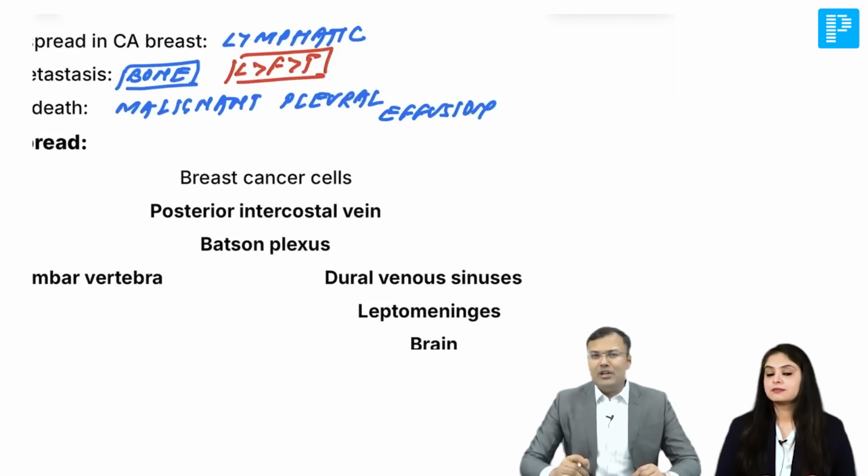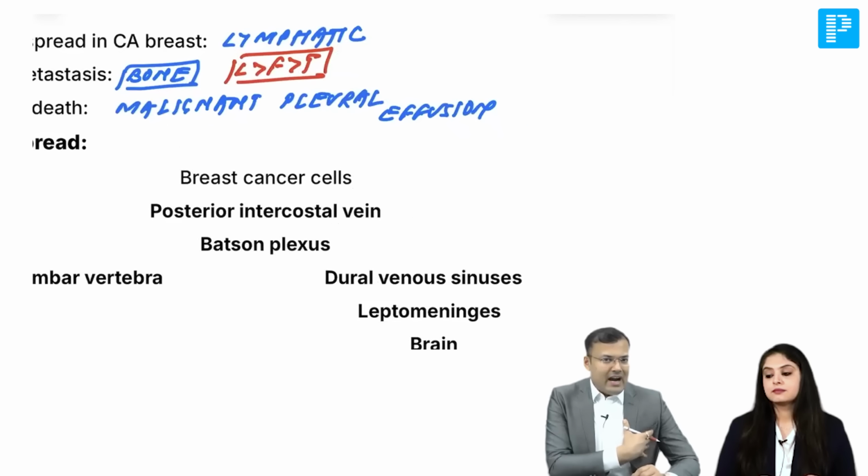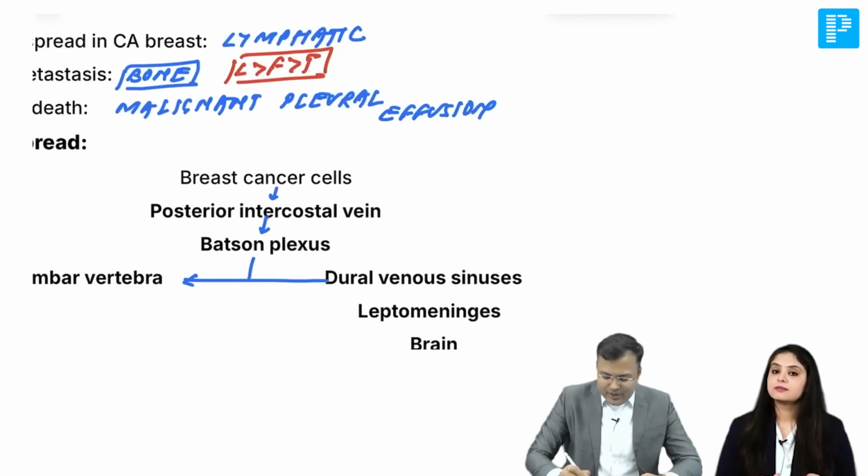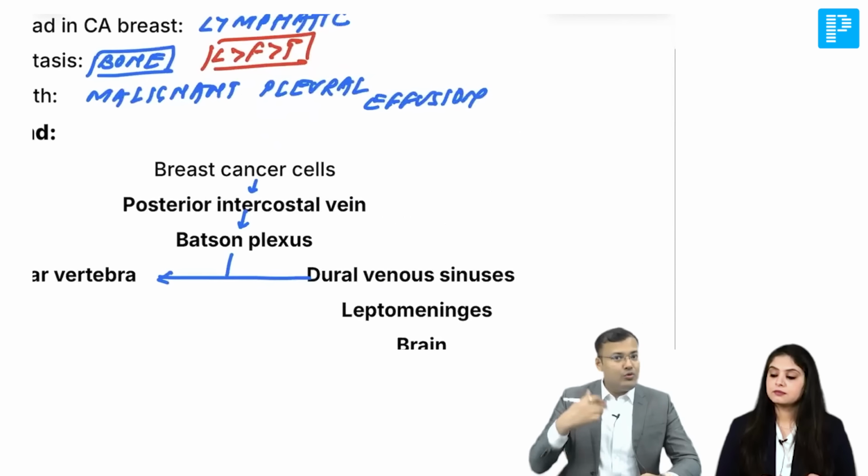So there is involvement of posterior intercostal vein. After the posterior intercostal vein, it goes to the Batson plexus. And via the Batson plexus, you can see, it goes to the lumbar vertebra, right? After that, it goes to the dural venous sinuses.